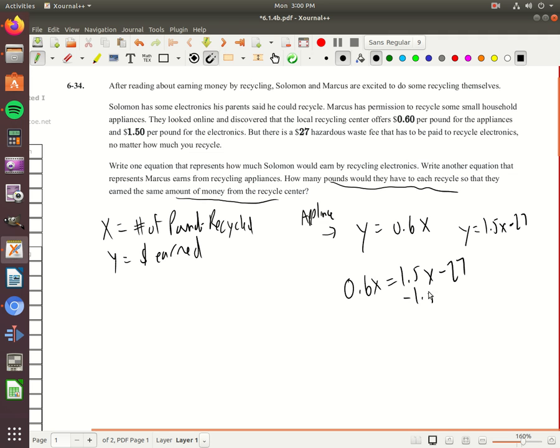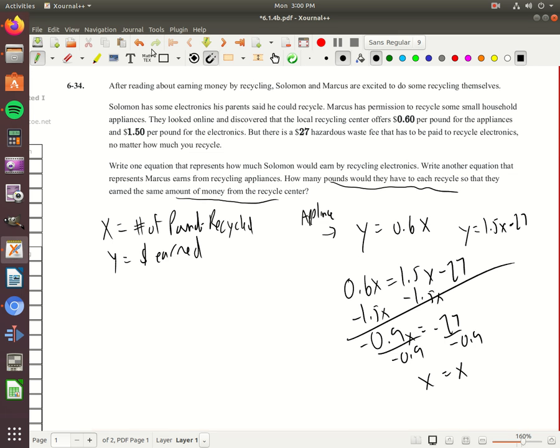I can solve the two together, and I will get negative 0.9x equals negative 27. I'll divide by negative 0.9. Obviously, a negative divided by negative is positive. 9 goes into 27 30 times, right? So x equals 30 pounds.